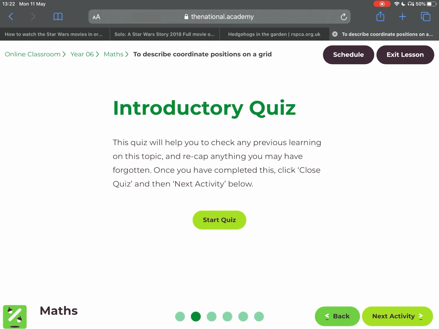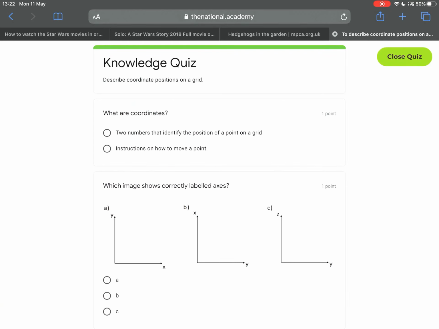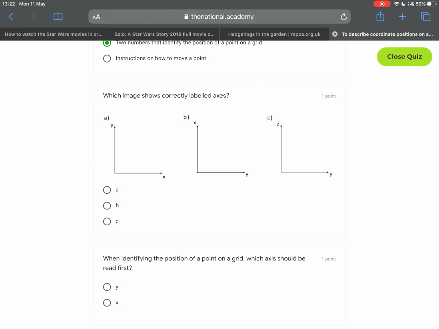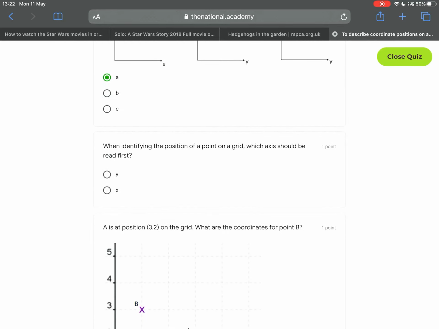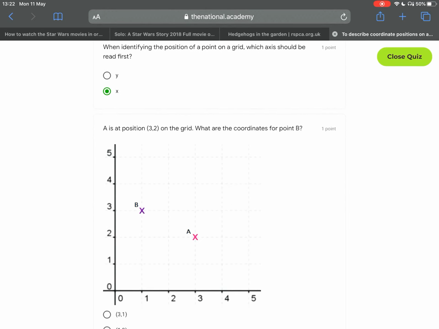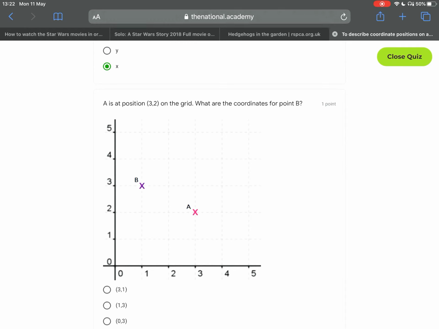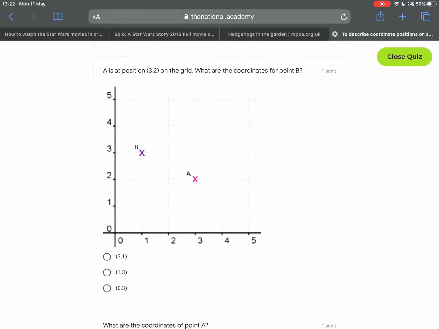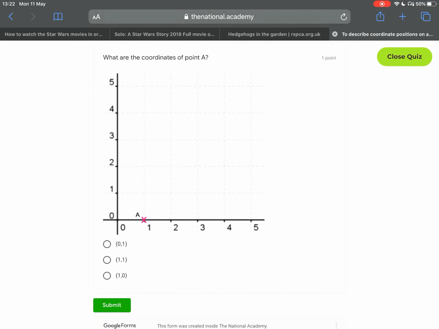So when you start the lesson, you're going to have an introductory quiz here. What are coordinates? Coordinates are numbers that identify the position on a grid. So which image shows correctly labeled axes? That's A. When identifying the position of a point on a grid, which axis should be read first? That'll be X. A is at position 3, 2 on the grid. What are the coordinates for point B? That'll be 1, 3. What are the coordinates of point A? That is 1, 0.